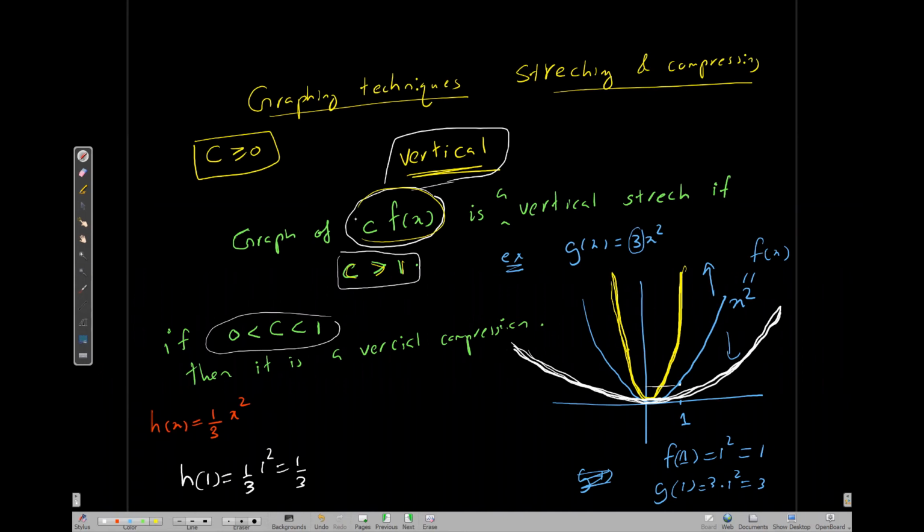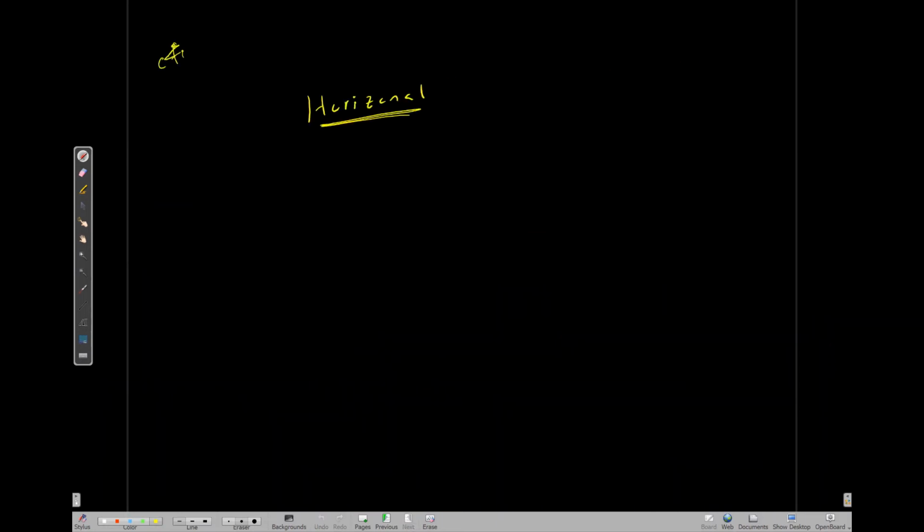So for the horizontal case it is this. Earlier it was C times f of x. Remember, let me show you. See, C times f of x. This is exactly what we have been doing, so in front of the function. Now the change is happening to the variable, inside the function. So now for horizontal, it's f of c times x.